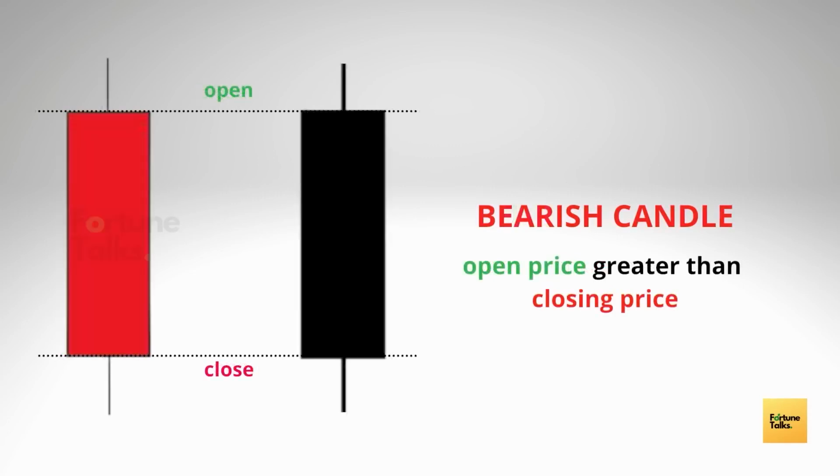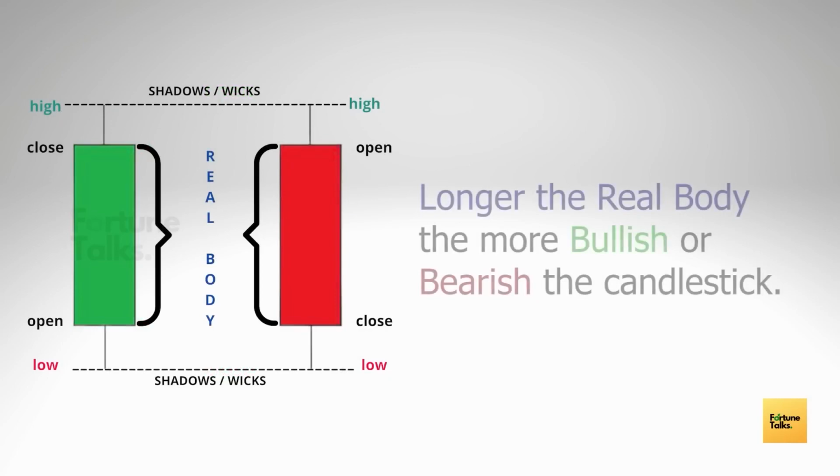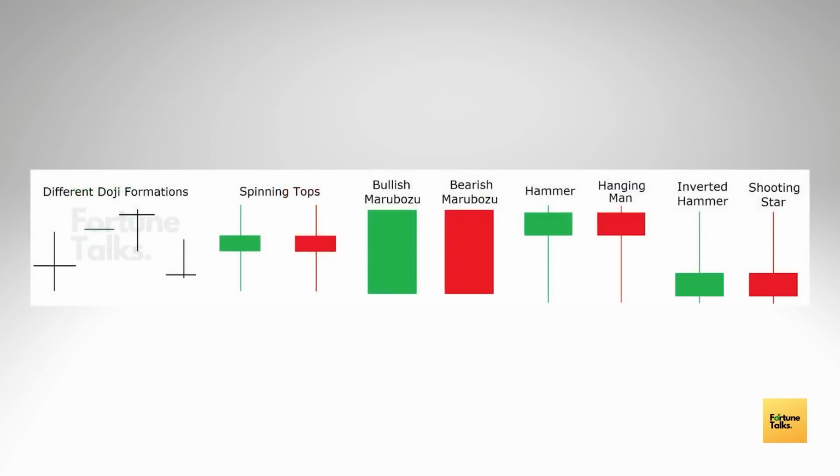Similarly, if the opening price is more than the closing price, then the body of the candlestick is red or black. The longer the real body, the more bullish or bearish the candle is. There are so many candlestick patterns out there, ranging from engulfing candlesticks, shooting stars, hammers, spinning tops, dojis, etc. to name a very few. So if you were to learn all these patterns, it would seem very hard and confusing.